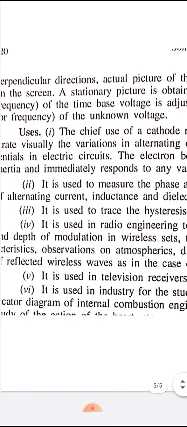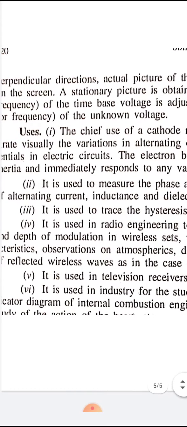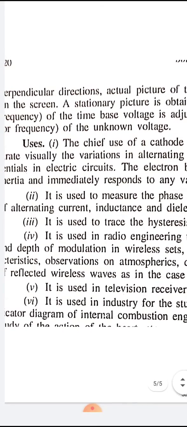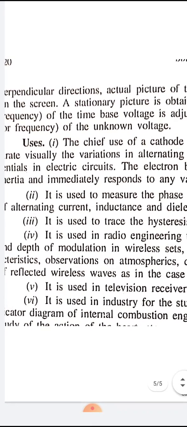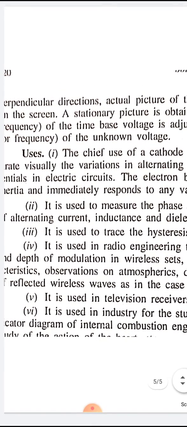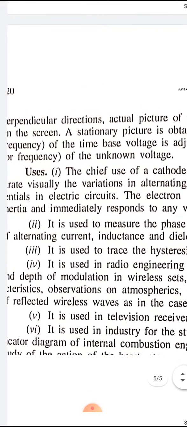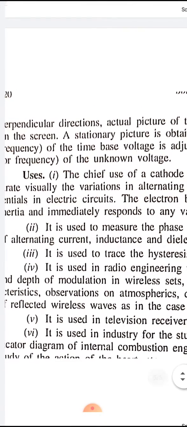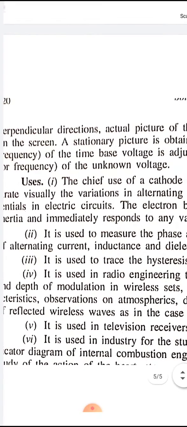So you just see, by discussing several uses, the cathode ray oscillograph has got several uses. Not only in industry, it is also applicable in medical science.